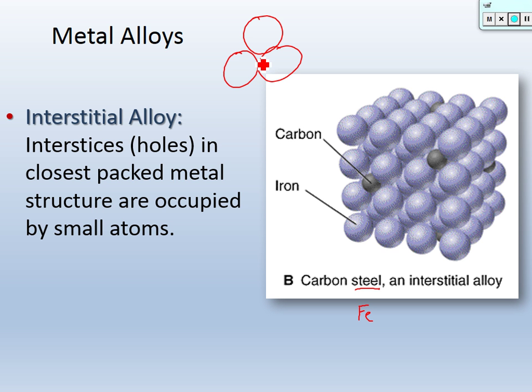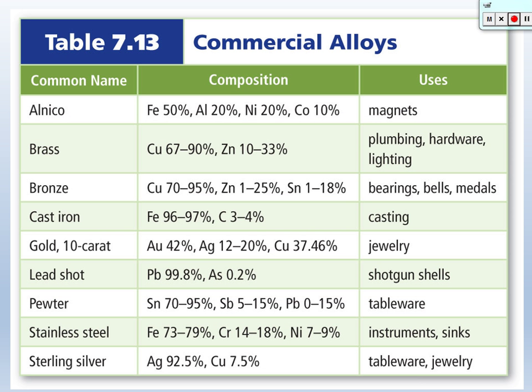Well, when you mix in carbon with iron, the carbon is so much smaller that it can fit in that space, and it takes up that space, and it makes this metal even stronger. And so that's why steel is quite a bit stronger than just a regular piece of iron. And it's because of the packing and how it fits in there. And that's what is known as an interstitial alloy.